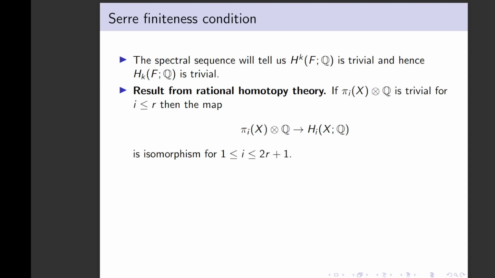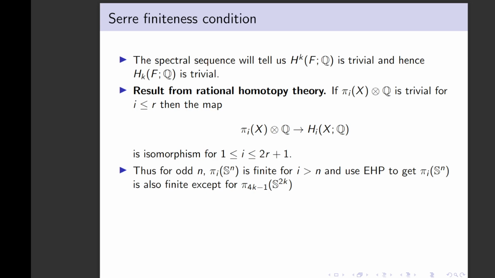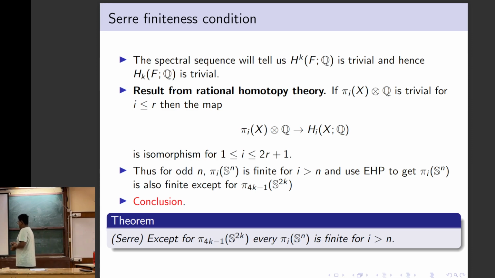So we can conclude that this pi_i(X) has only the torsion part, and since, as we have shown, for higher dimension the homotopy group of F is isomorphic to the homotopy group of this one, we can conclude that the corresponding homotopy groups are just finite. This is one of the important results: whenever n is odd, this is finite for i strictly greater than n. Now use the EHP sequence that I mentioned earlier. You will get that pi_i of S^n is finite except for this case. This is the theorem I want to conclude with. So, done.